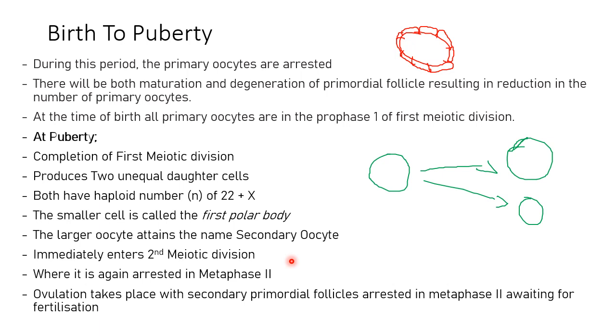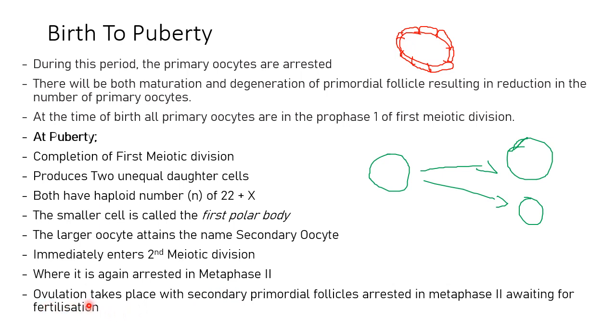Then immediately when this secondary oocyte is formed, it enters the second meiotic division. Remember that the first meiotic division is now complete, so it enters the second meiotic division. But then again, it does not complete this division. It gets arrested again in metaphase 2. Remember that in the first meiotic division, it was arrested in what? In prophase 1, the diplotene stage. But in this case, it is arrested in metaphase 2.